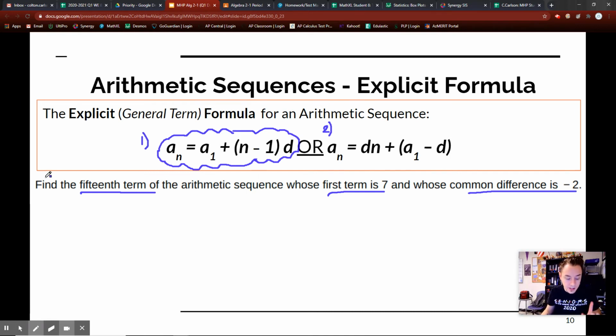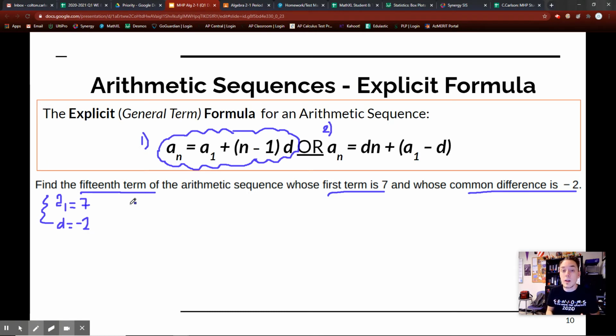Okay, so the first thing I like to do, for me at least, is to label my variables. So I have my variable, first term, a sub 1 equals 7. My next variable that is given to me is d, and this is labeled as -2. Now, here's the difference. Notice this. It wants us to find the 15th term. Before, it was asking find the first 6 or find the first 5 terms, right? And we had to use the recursive formula. But now, notice it's to find the 15th term.